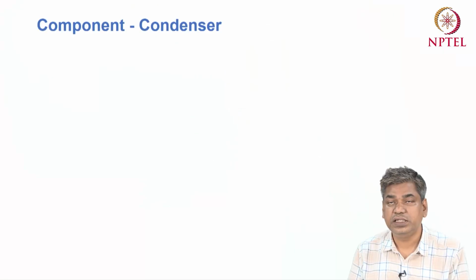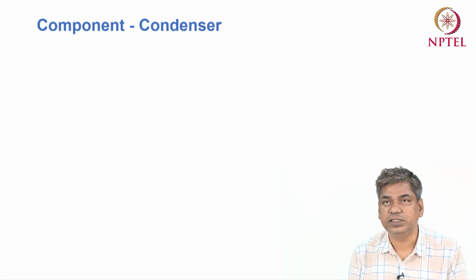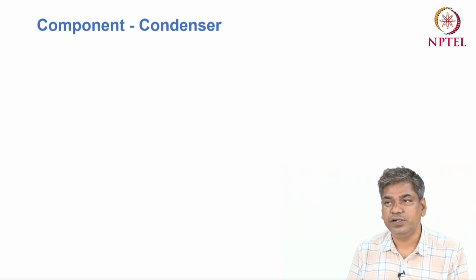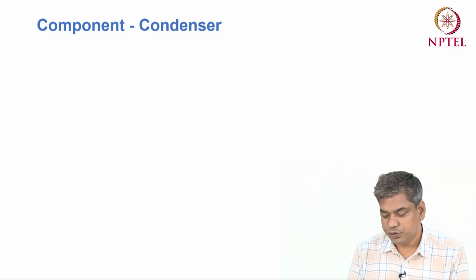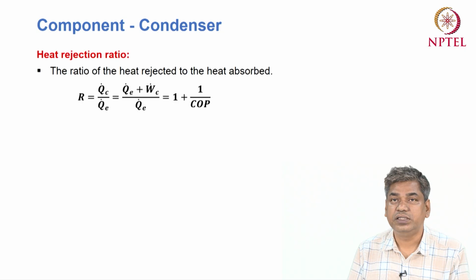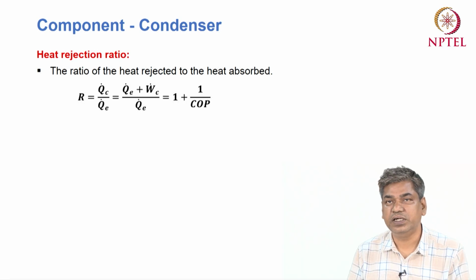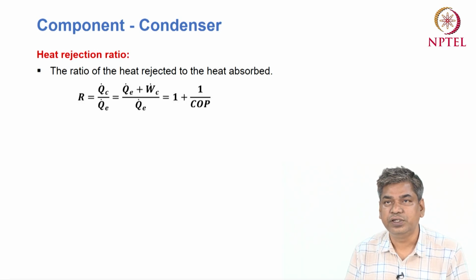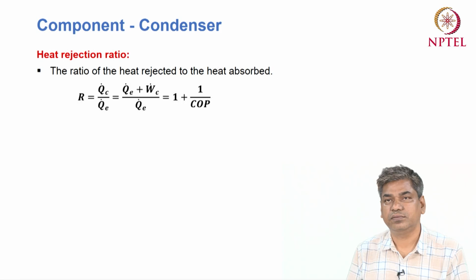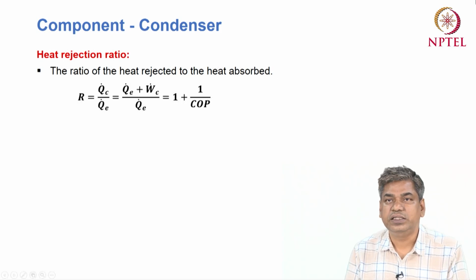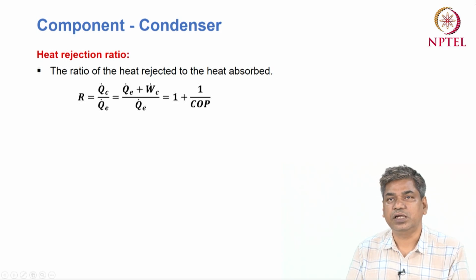Okay, so in this lecture, I will discuss the variety of condensers. The condenser heat ejection or condenser design basically depends on the heat ejection ratio, which is the ratio of the heat rejection rate to the heat addition rate, or the refrigeration capacity.